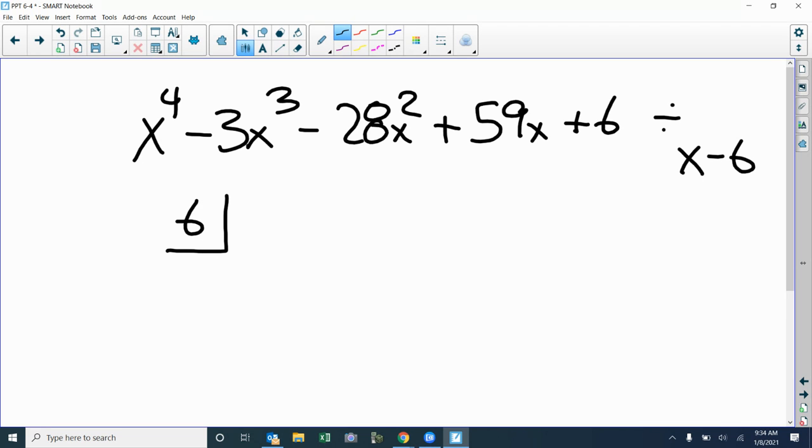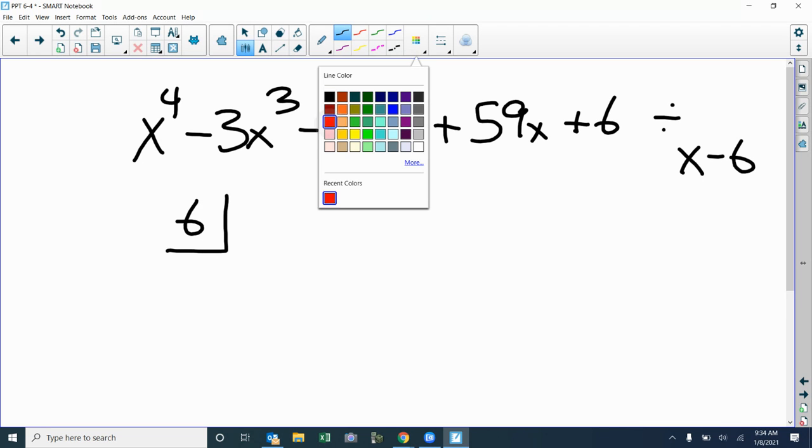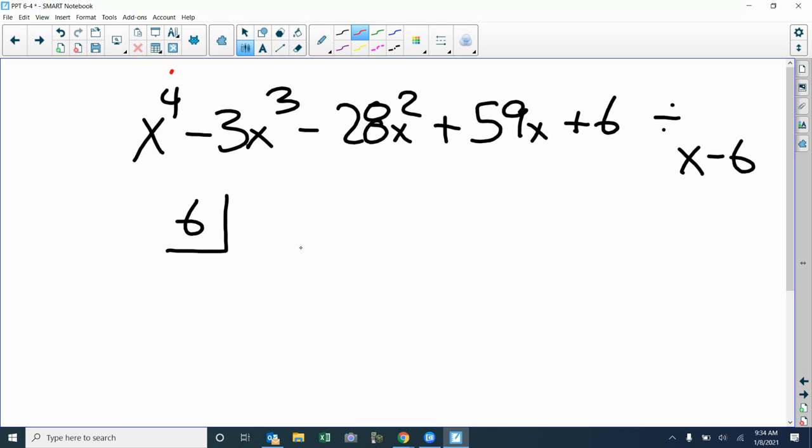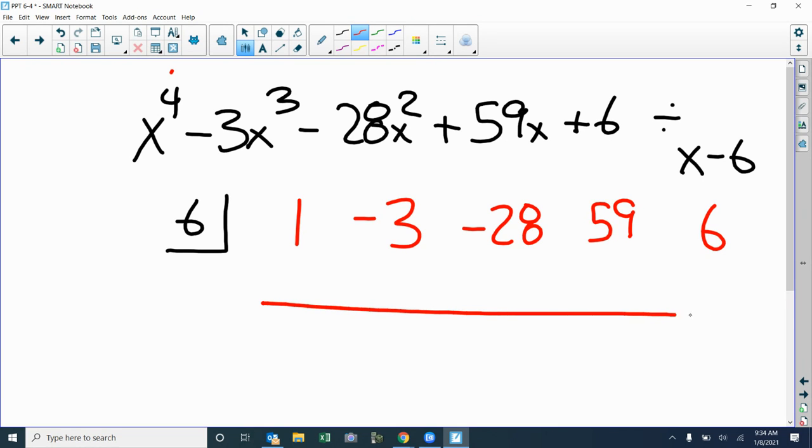Do we need to put any zeros in here? I think we're all right, aren't we? 1, negative 3, negative 28, and 59, and 6. Getting some big numbers there with those numbers, 28 and 59, huh?